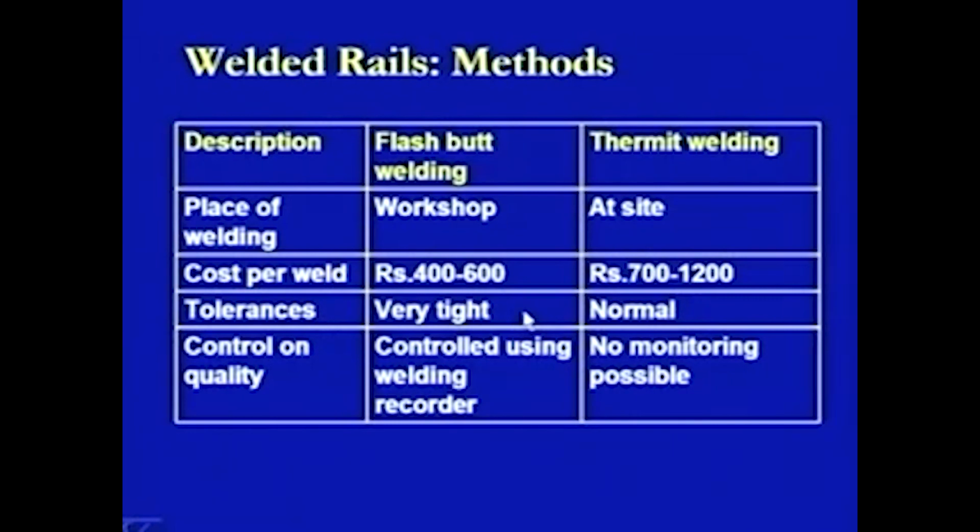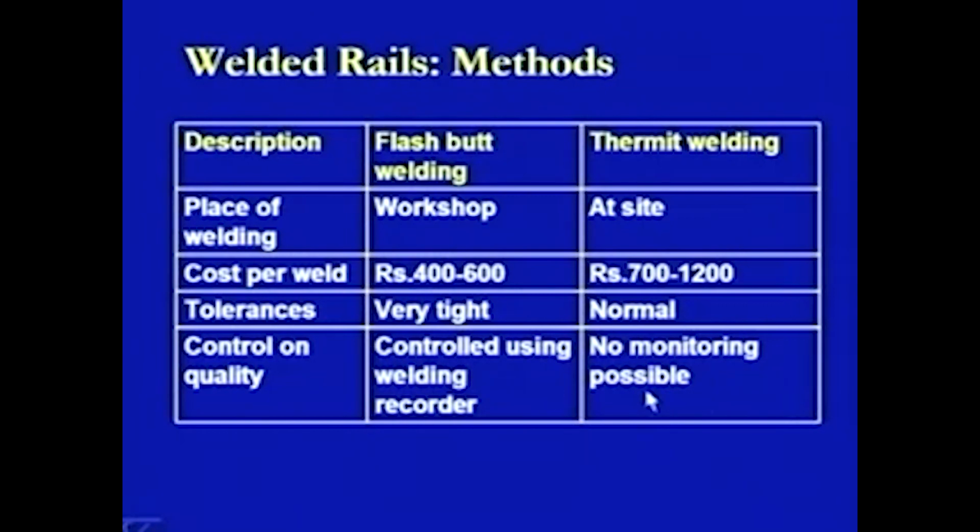Tolerances are very tight in flush butt welding, so it means that variations are very little permitted, whereas in the case of thermite welding, they are the normal conditions. The control on quality is done by using a welding recorder. This welding recorder has the flexibility of recording the process of welding, wherein whatever parameters need to be maintained all get recorded. It may be in terms of the pressure, the load being applied, or the temperature, etc. Whereas in the case of thermite welding, there is no such monitoring possible.